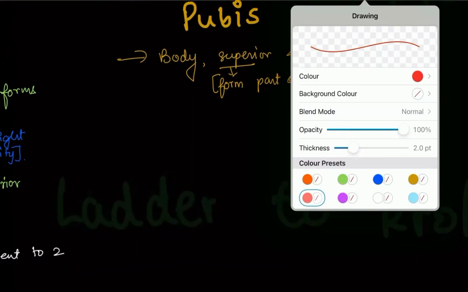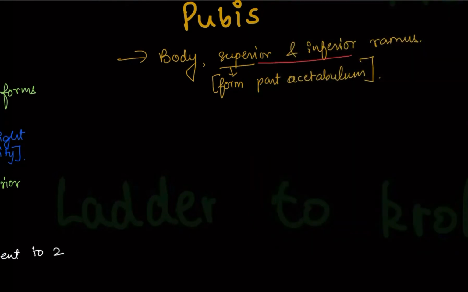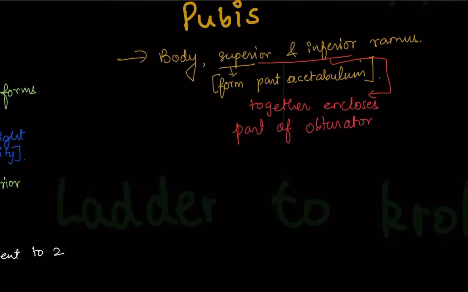Now, there is something important about it, about the superior and inferior ramus. Write down that the superior and inferior ramus together encloses part of obturator foramen. Okay. Now if they are forming a part of obturator foramen, then some other bone should also come, right? So they together enclose the part of obturator foramen with which bone? With ischium bone. Okay. Remember this.